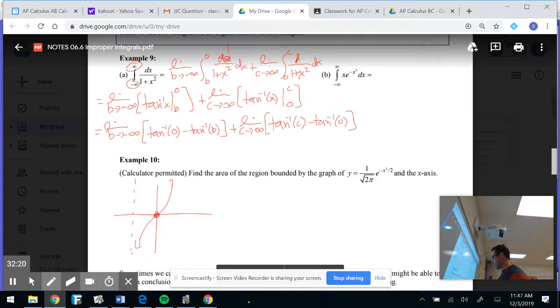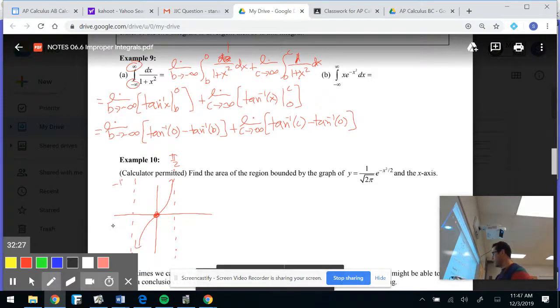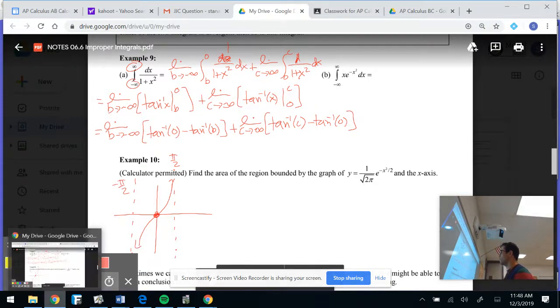We have asymptotes. And remember, where do we have asymptotes? At pi over 2. Why? Because tangent is undefined there. And at negative pi over 2. So that's going to help us out quite a bit here.